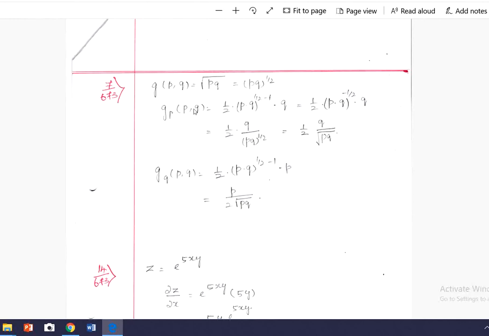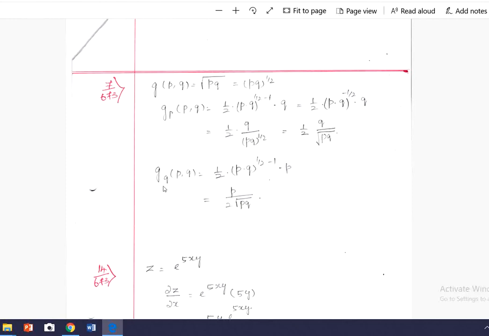When we differentiate with respect to p, this 1 by 2 will come to the front. 1 by 2 into pq to the power 1 by 2 minus 1, multiplied by q. Q remains the same, but the power becomes 1 by 2 minus 1. When we simplify it, 1 by 2 pq to the power minus 1 by 2 into q. This minus 1 by 2 you can keep it down, it will be plus 1 by 2, and then we can rewrite it in terms of square root: 1 by 2 into q divided by square root of pq.